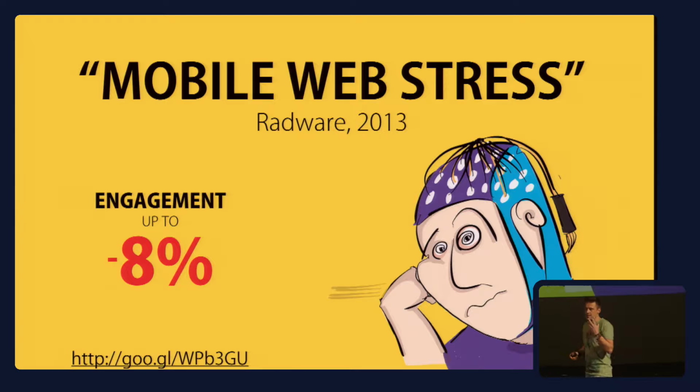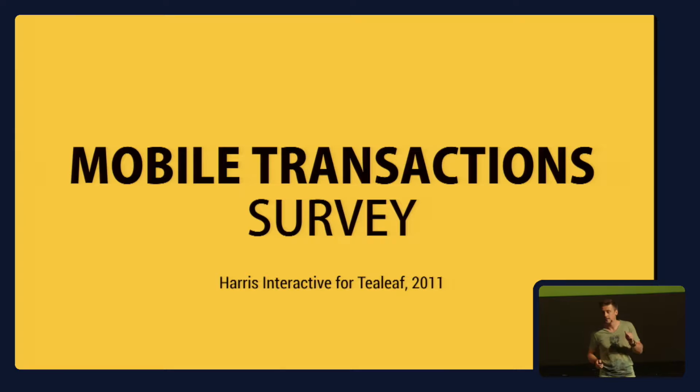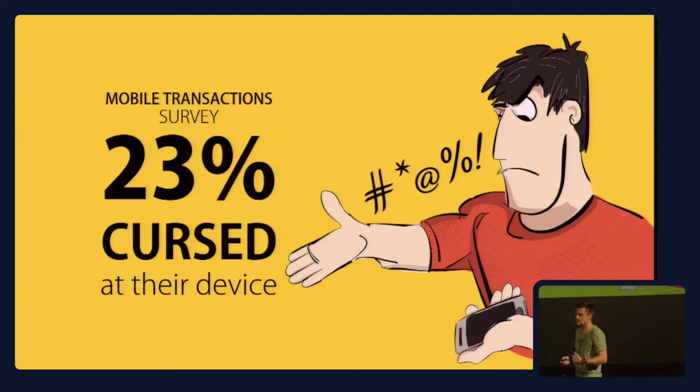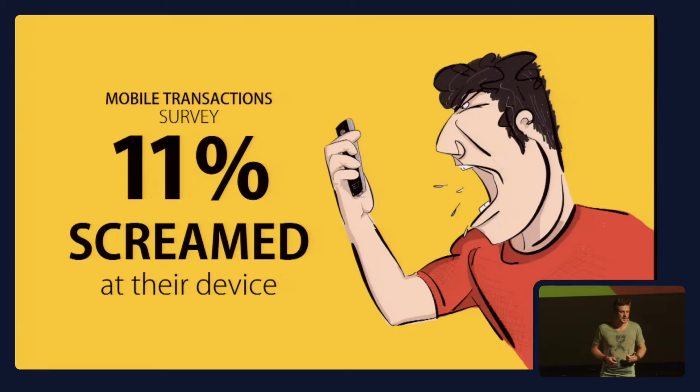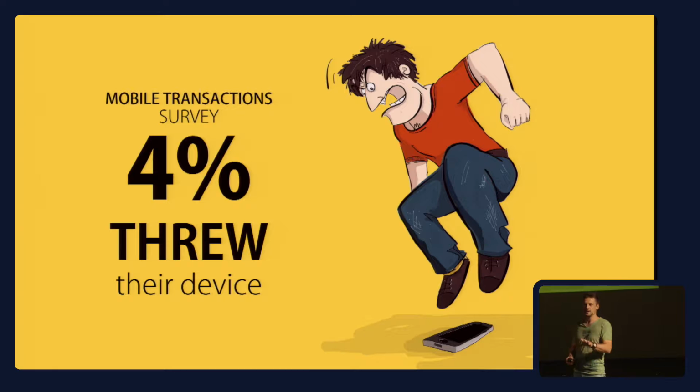But then, in 2011, there was a really interesting survey conducted by Harris Interactive on 2,500 US residents and 2,500 UK residents. And during this mobile transactions survey, 23% of the users confessed that when they experienced a slow site, they cursed at their device. 11% confessed that they were screaming at their device. And wait for it, 4% literally threw their device because of a slow website.